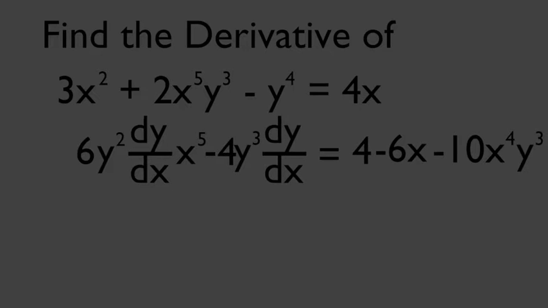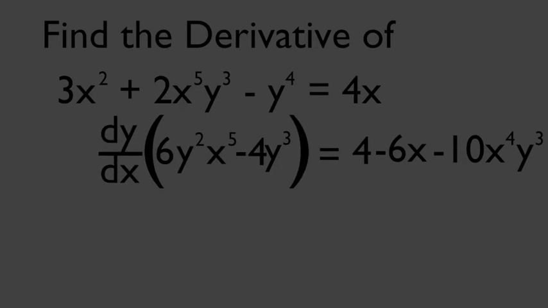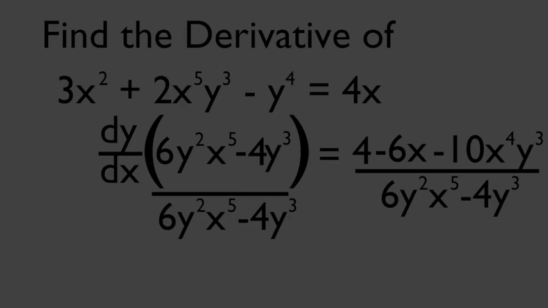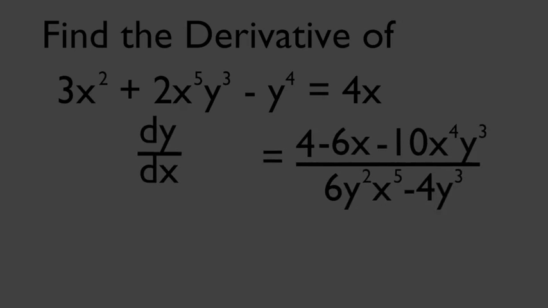Now, dy over dx is in both terms on the left side of the equation, so we can go ahead and factor that out, leaving us dy over dx times the quantity of 6y squared times x to the fifth minus 4y cubed. And dividing both sides of the equation by that allows us to isolate our dy over dx and gives us what the derivative of the function is.